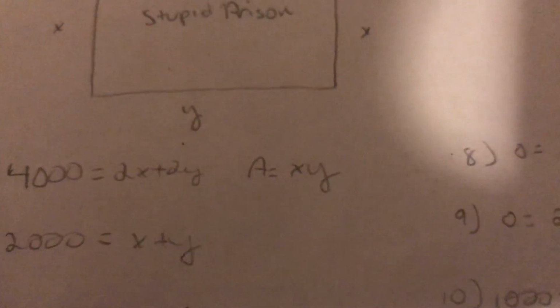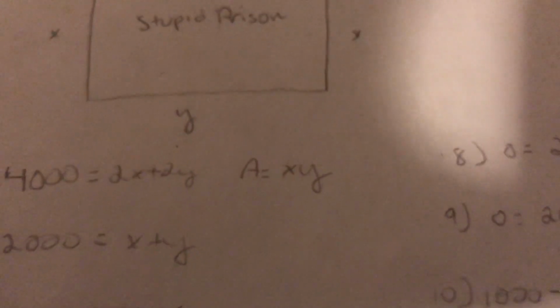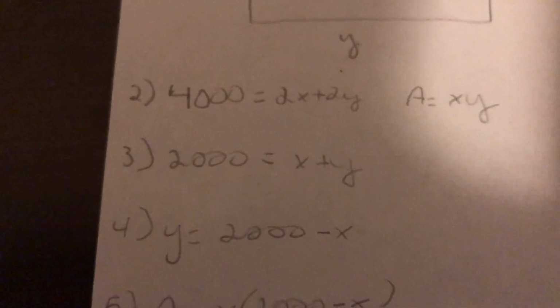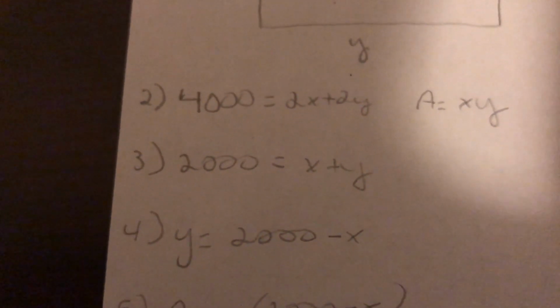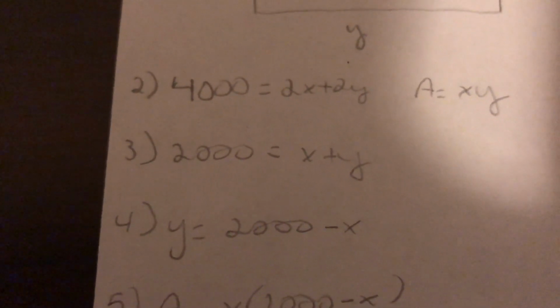And we also write another equation for the area, which is area is equal to x times y. Now if we solve for one of those variables, we can factor out the 2, so we get 2,000 is equal to x plus y.